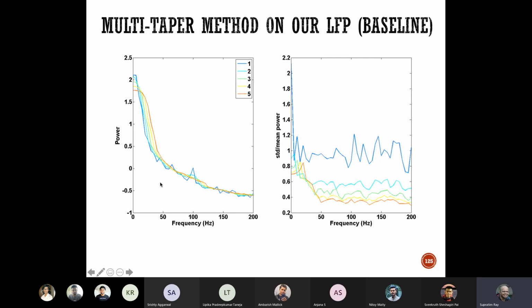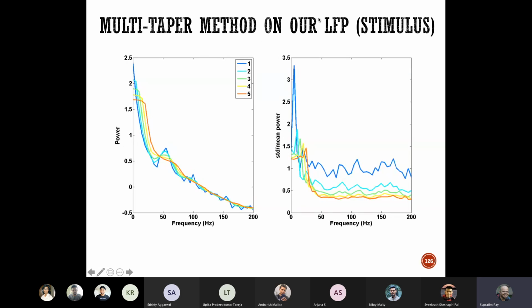You can do this. This was the baseline period, so there was no gamma. Here, this is our LFP data during the stimulus period. So when I have very few tapers, only one taper, you can nicely see the gamma bump. See that? This is the gamma bump here at around 50-55 Hertz. The more tapers I use, it gets smoother and smoother until you can barely see this.